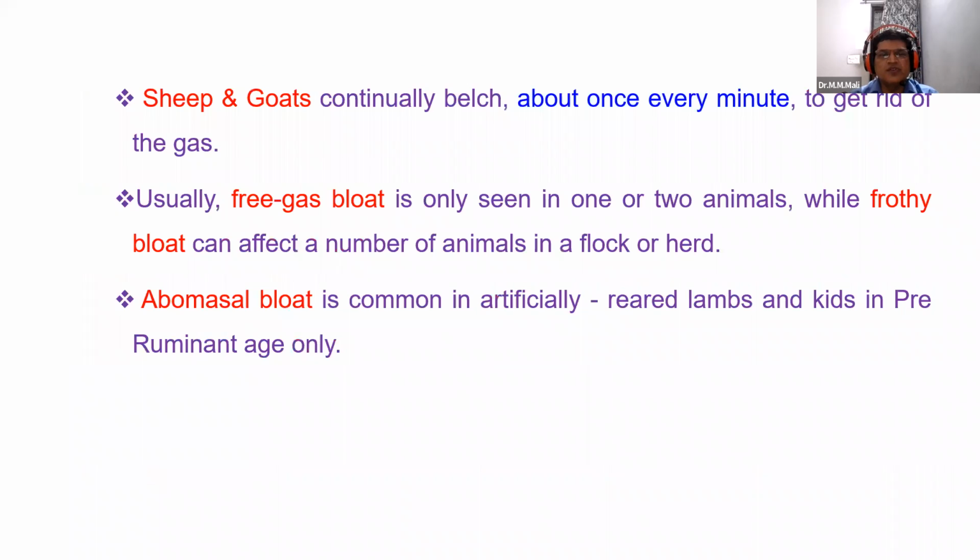Sheep and goats continually belch about once every minute to get rid of this gas. But when there is obstruction or overproduction of froth or free gas, bloat is seen. Usually the free gas bloat is seen in only one or two animals, while frothy bloat can affect a number of animals in a flock or herd. Abomasal bloat is common in artificially reared lambs and kids of pre-ruminant age only. The rumen is not fully developed until the age of 2.5 months, so if a young kid or lamb is being fed artificially, the chance of developing abomasal bloat is always high.